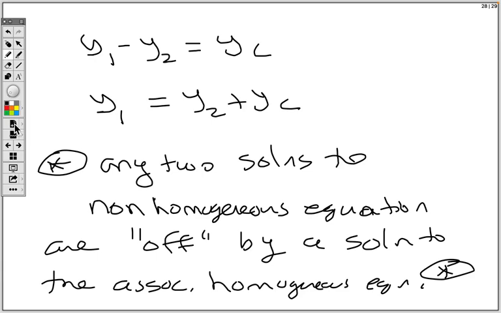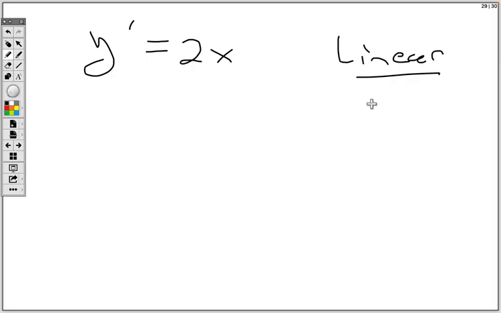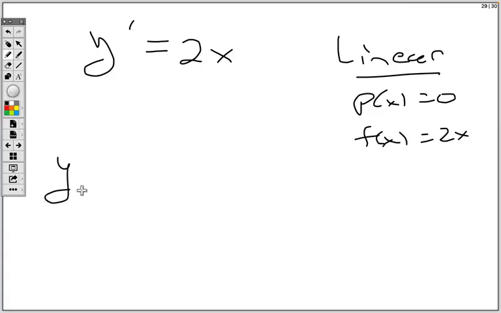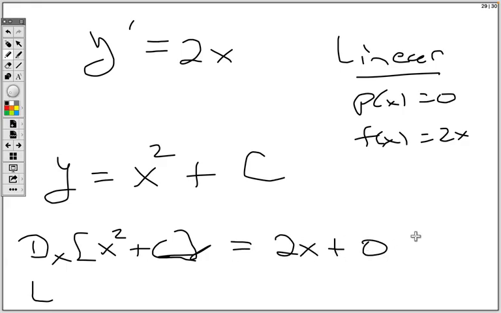This is something that we learned way back at the start of differential equations. Here's a linear ODE. The p of x here is 0. The f of x is 2x. What's the solution to this? x squared plus a what? Constant. Why is the constant there? Because when I take the derivative of this, the derivative here being my linear operator, the derivative of that constant is 0.